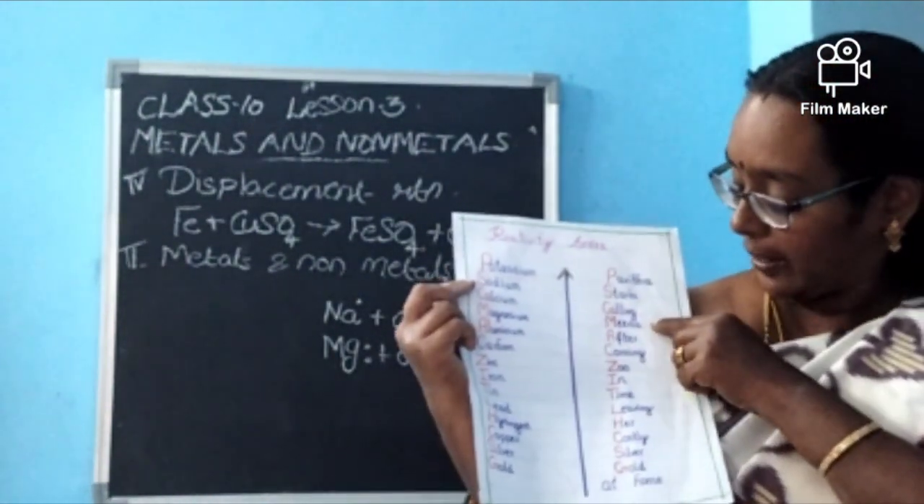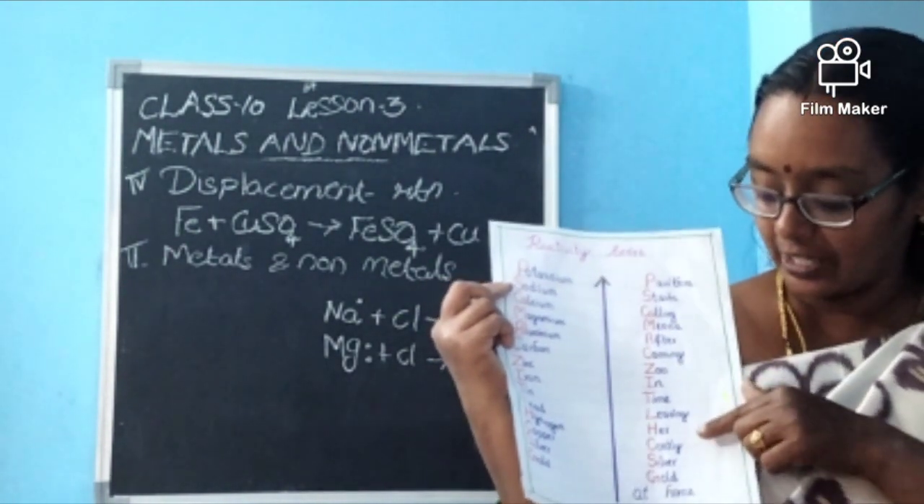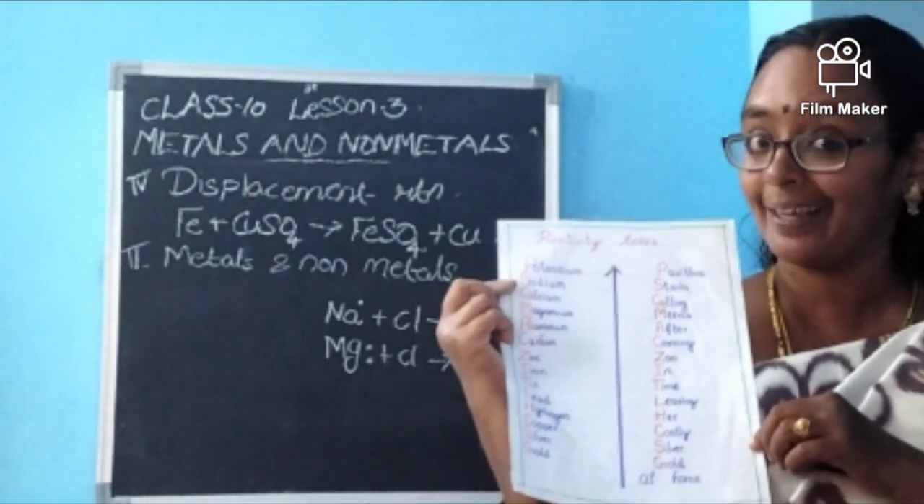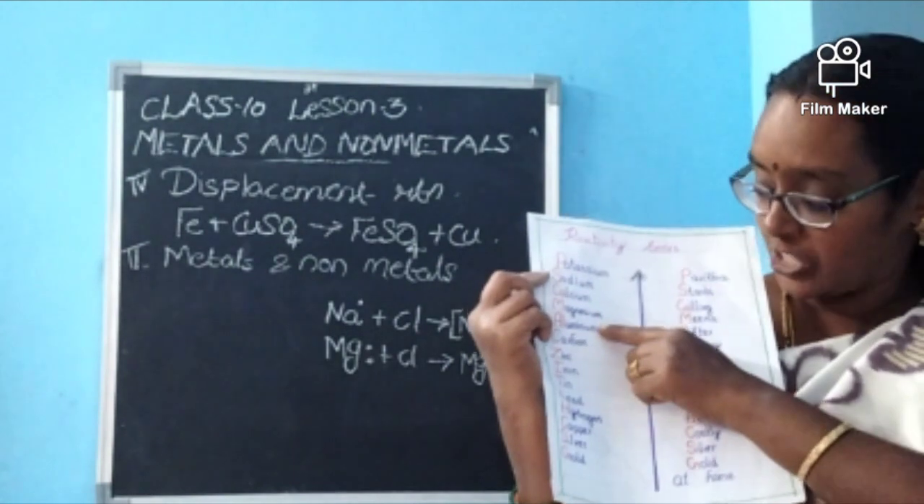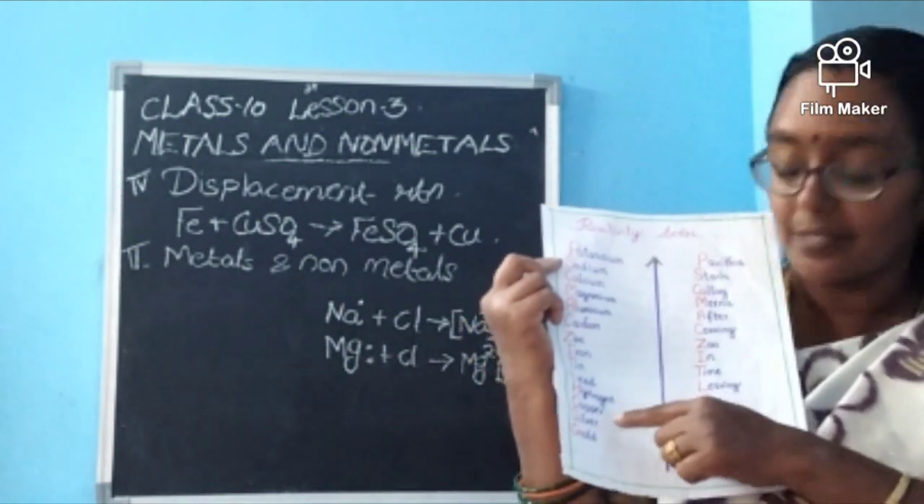Pavitra starts calling Meena after coming zoo in time, leaving her costly silver gold at home. So there is a sense or a meaning in it and it is easy for you to learn. Here: potassium, sodium, calcium, magnesium, aluminium, carbon, zinc, iron, tin, lead, hydrogen, copper, silver, gold.